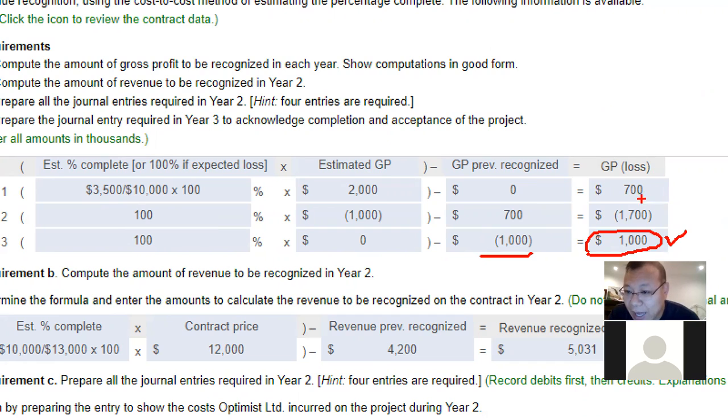So now you have 700 in year 1, a 1.7 million loss in year 2, and a $1 million profit in year 3. If you add these 3 numbers up together, what do you get? You get 0, right? That's the number we want, because we know the total profit is 0. Do you have more questions on this? No? Good.